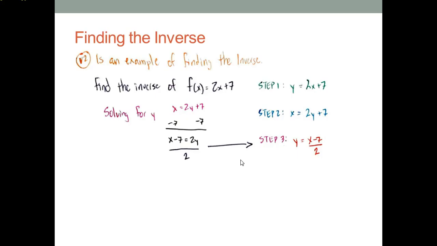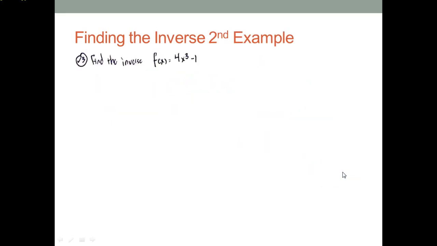And then I replace the y variable with the symbol f, the inverse of the f of x, or f to the negative 1, as some people say. This is the last time I'm going to say that. I'm always going to read this symbol now as the inverse of the f of x. Awesome. So that is our inverse of the function f.